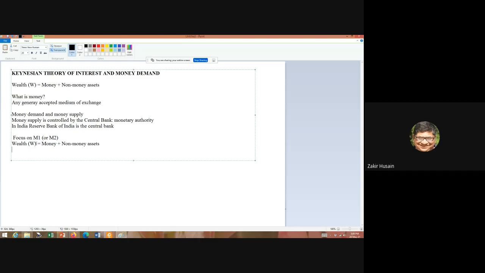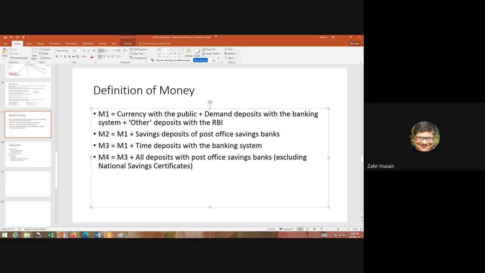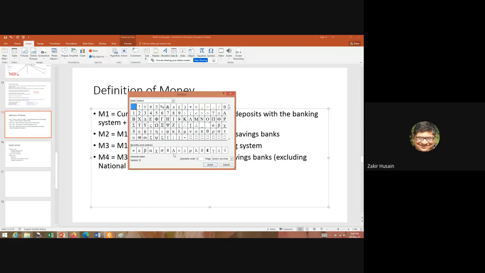So if you focus on M1, let us say, then we can write wealth is equal to, in fact, it is not equal to, it's an identity. Let's see if I can copy paste.